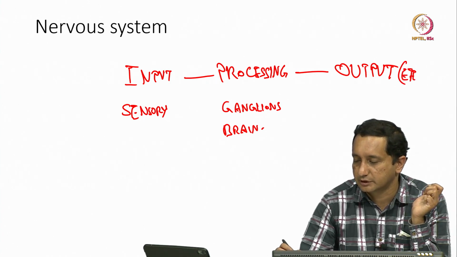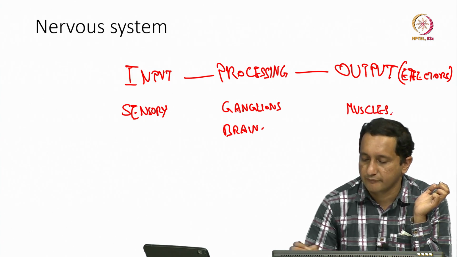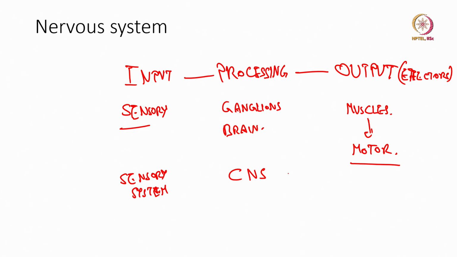Effectors are muscles. For the time being, we will consider only muscles. Muscles as such are called motor. So we have sensory and motor systems, and then the brain or the central nervous system. If we look at biological methods of study, we have the sensory system to be studied, then the central nervous system and the motor system.